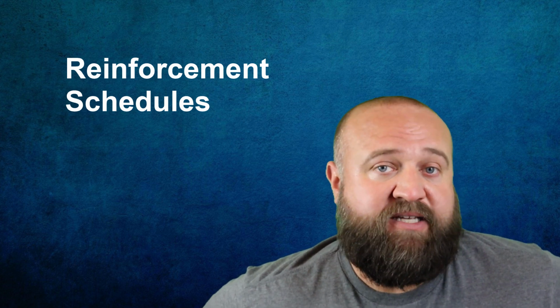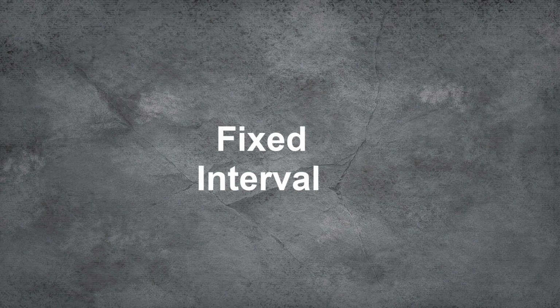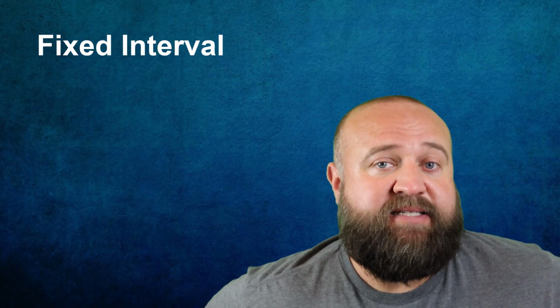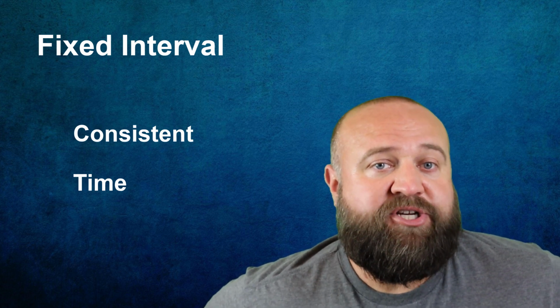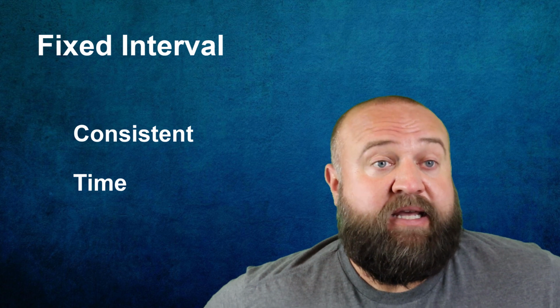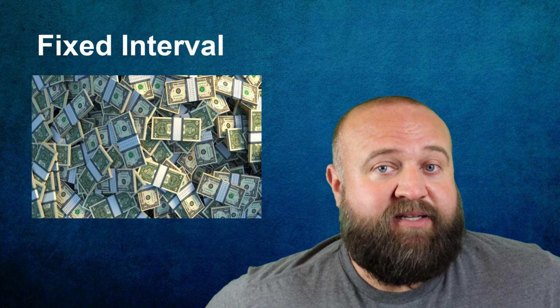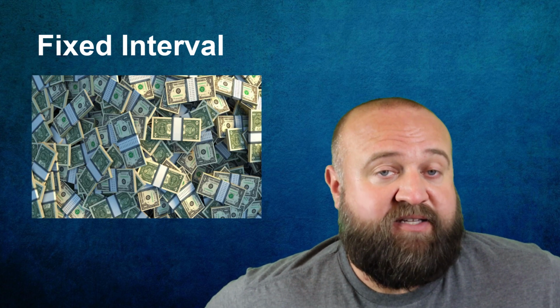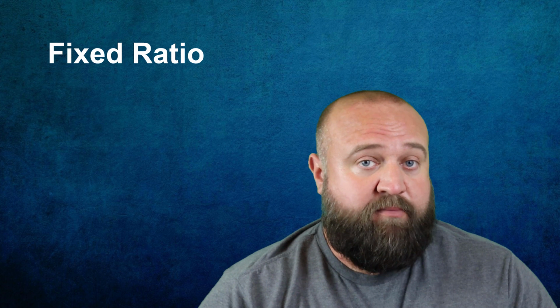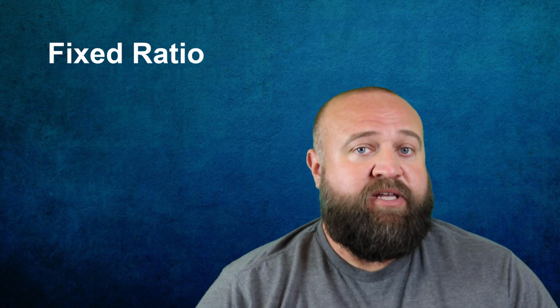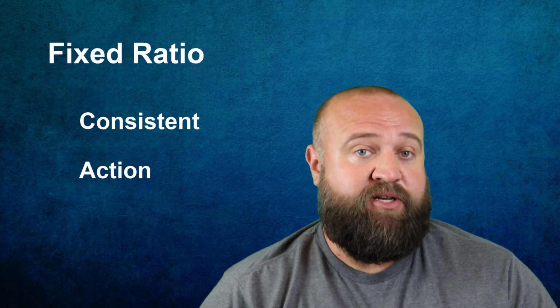I'll start with fixed intervals. A fixed interval means that you are given a reinforcement based on a consistent time frame. This is something that most people are actually pretty familiar with. If you get paid every 2 weeks, then you are given a fixed interval. This is different from, say, somebody who makes money solely off commission. Somebody who gets paid solely off commission is being paid based on a fixed ratio.